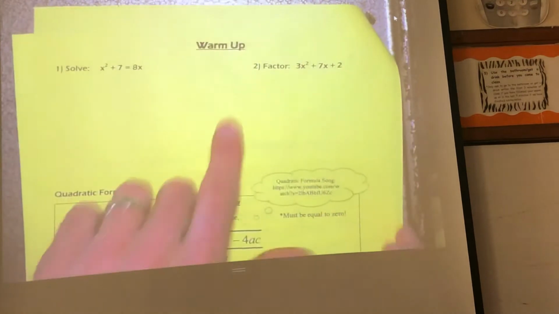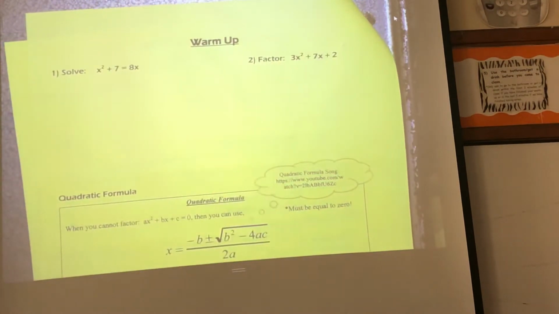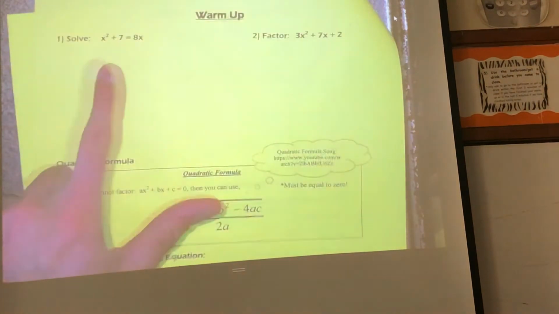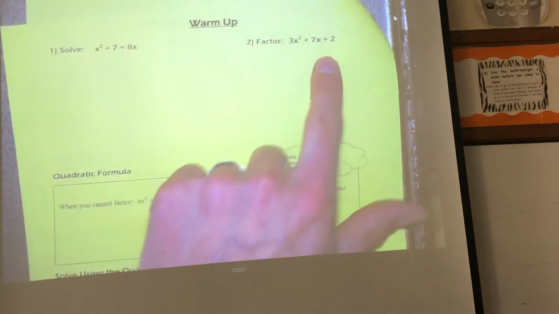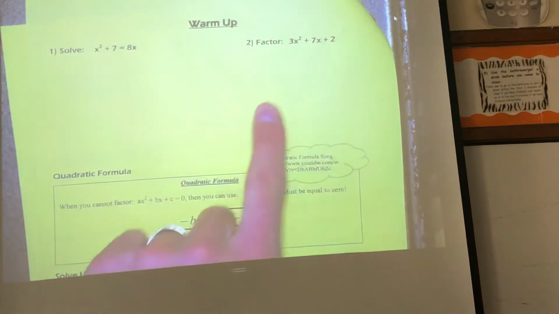You will be working on these two warm-up questions on your own. All you're doing is solving this one, from last unit, and then factoring. So you will not be solving this one.